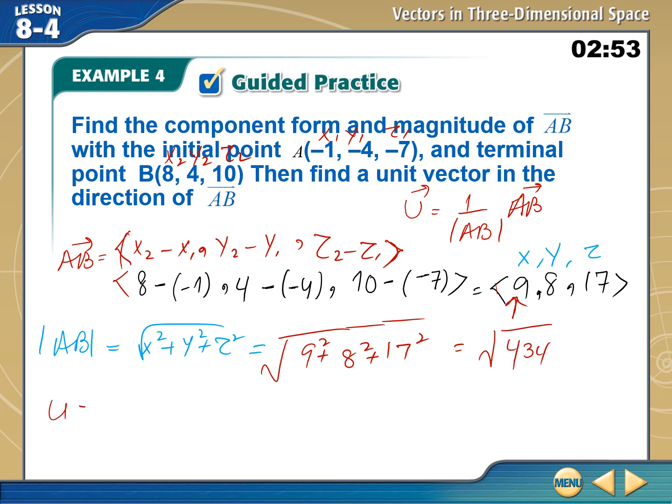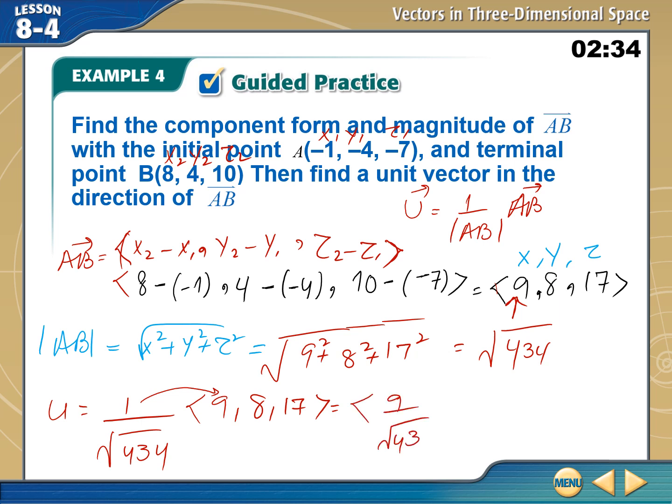Now in the unit vector, write down 1 over magnitude of AB, that is 434 with the square root, and the components of vector AB, which are 9, 8 and 17. So I am doing it manually. You can use the calculator. So 1 over square root of 434 times 9 gives us 9 over square root of 434. Similarly, 1 over square root of 434 times 8 gives us 8 over square root of 434. And the last one is 17 over square root of 434. You can write it in decimal also.